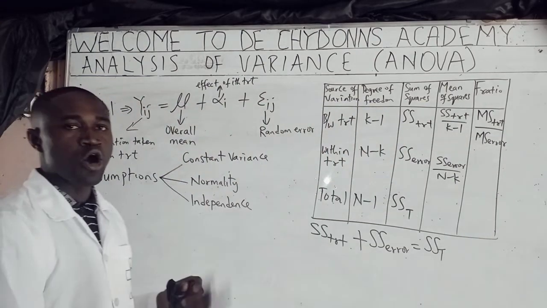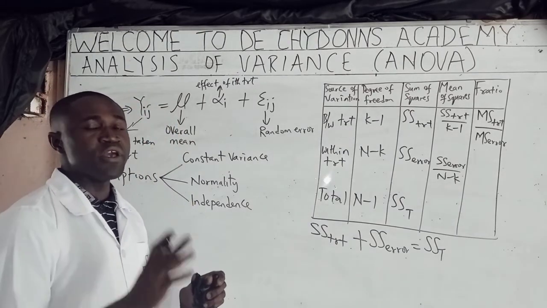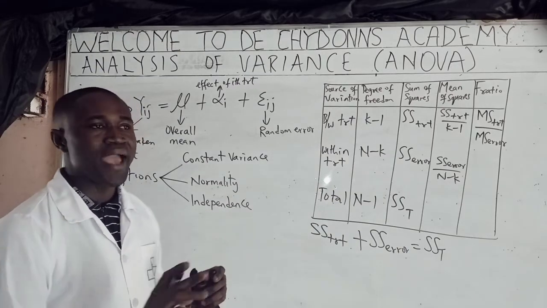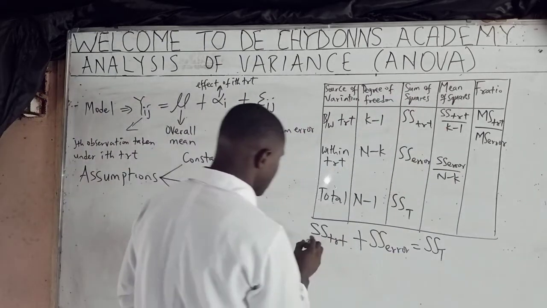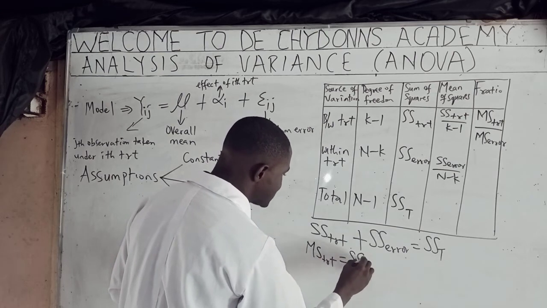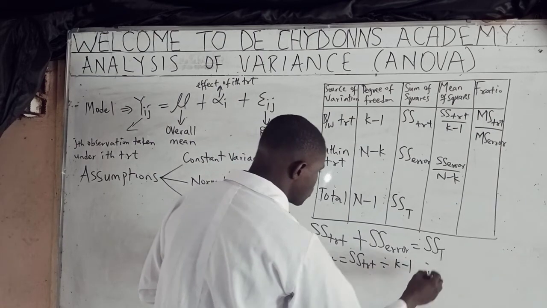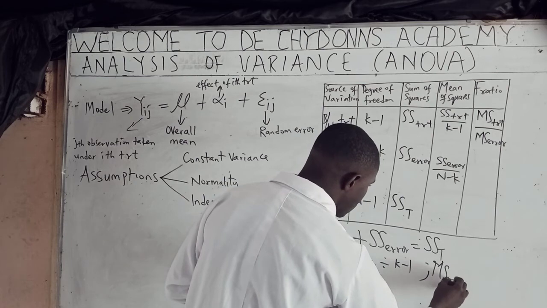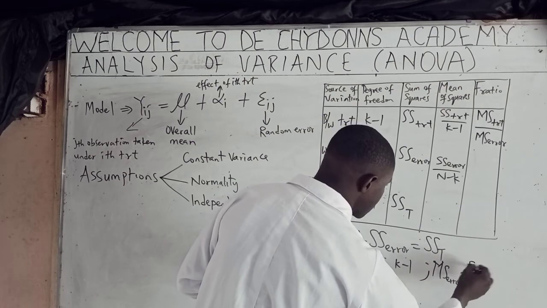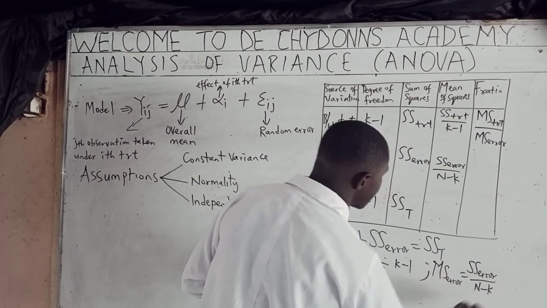So we will have one conclusion. Only one conclusion is what we have because we are discussing one-way ANOVA. If it is two-way ANOVA, we have two conclusions. Remember that MS treatment means SS treatment divided by k minus 1. Also, MS error simply means SS error divided by n minus k.